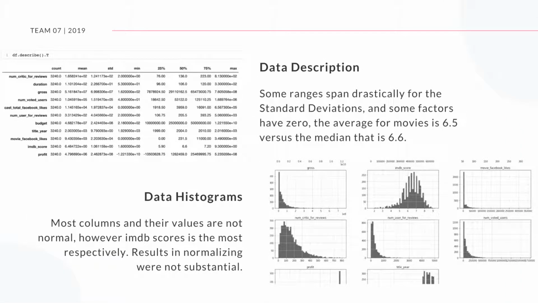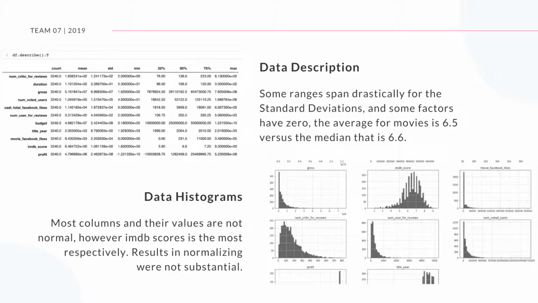Some interesting information on that data is that we noticed some key information. The ranges span drastically, from the profits being zero, or very close to zero, to millions of dollars, as well as the fact that some features have a lot of zeros in them, and that the average for the IMDb score is 6.5, which is actually different from the median of 6.6.